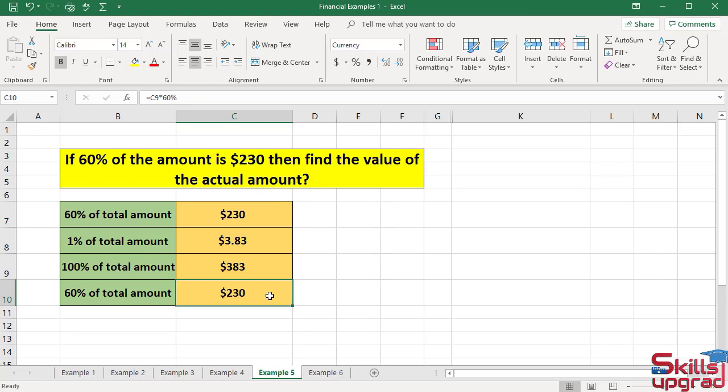When will you calculate the value of actual amount? First calculate the 1% of total amount and then calculate the 100% of total amount. 100% of total amount will be called actual amount.